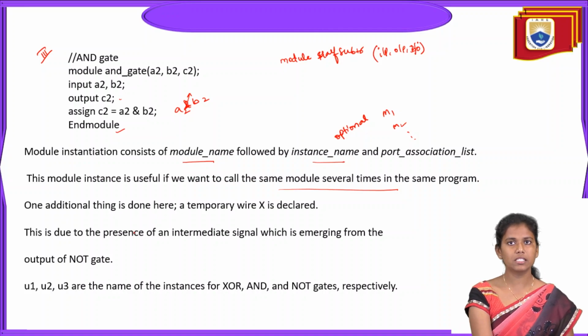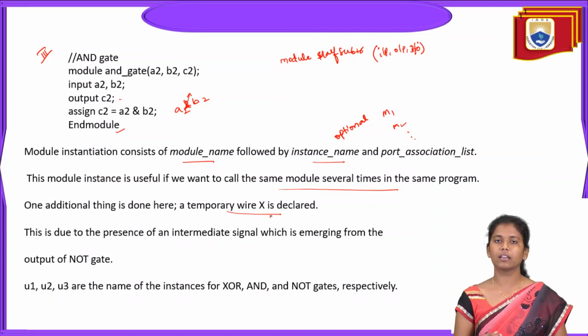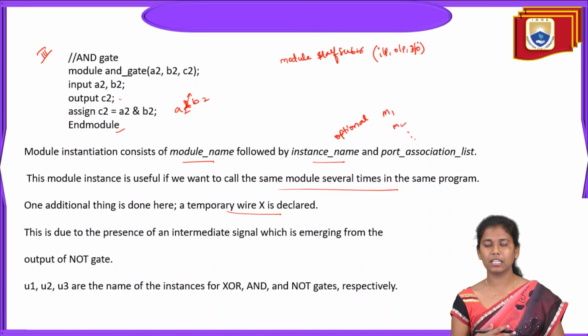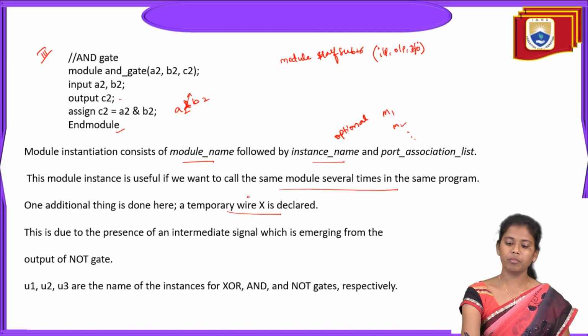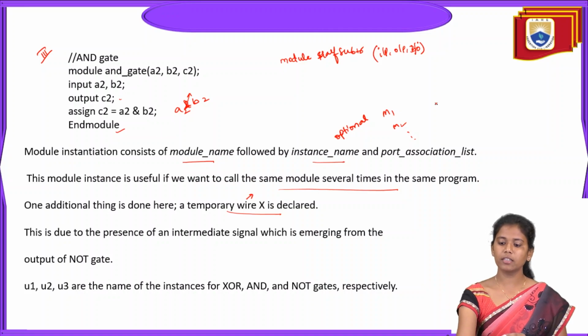Then one additional thing is done here. What is the additional thing? A temporary wire X is declared. Why the wire X? We know that a wire is meant for physical connection. Here, as we are connecting the gates, gate 1 that is the XOR gate, we are connecting the XOR gate and the NOT gate, right?